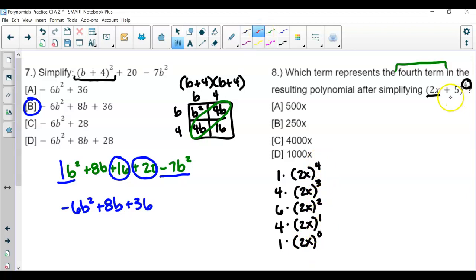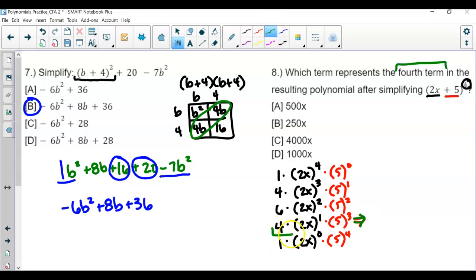And the second term is positive 5. So we now have 5 here. And again with the exponents, but now remember, going bottom to the top. So 4, 3, 2, 1, and 0. We are focusing on the fourth term. So 1, 2, 3, 4. So here we're focusing on that fourth term.